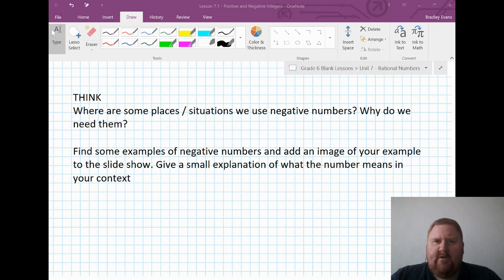So on the slideshow, which you will see linked in the lesson plan, I'd like you to add a picture that represents a place that we could use a negative number. And why do we need it? What is that negative number explaining to us in your example? So it's going to take some time. So think and add your thought and picture to the slideshow.